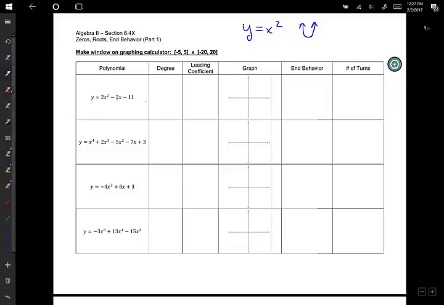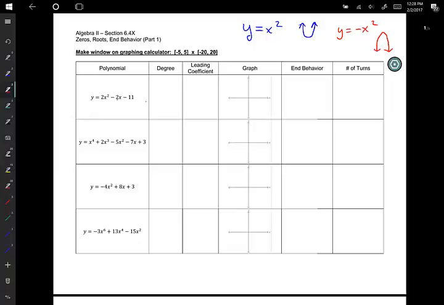Now, in comparison to that, Rebecca, negative x squared. That's an upside down parabola, right? So how would you guys describe that? It starts low and it ends low. So that's what I mean by end behavior. You with me?